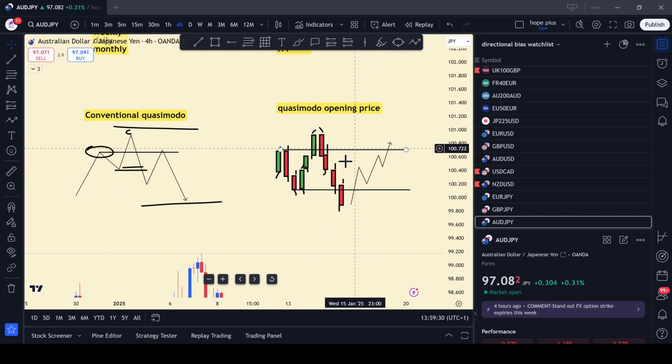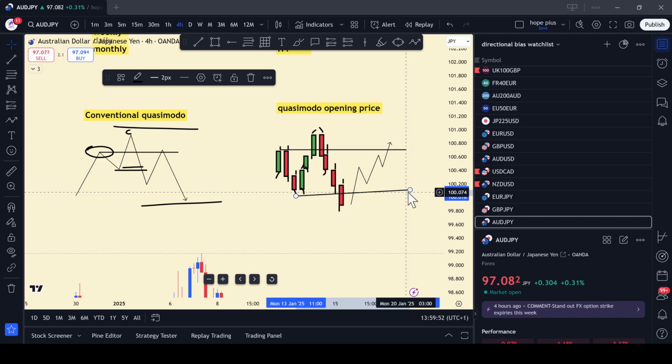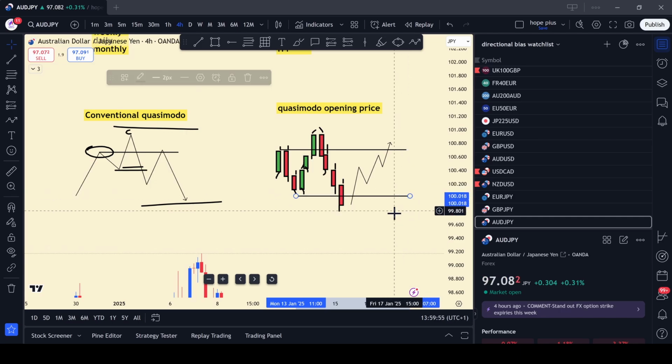Now, for you to have this line, I don't need to see a choch. I don't need to see a break of structure here. Most people will say it has to be a break of structure. No, it's not a break of structure, because a break of structure is when price breaks below the wick. And remember, I don't trade the wick.